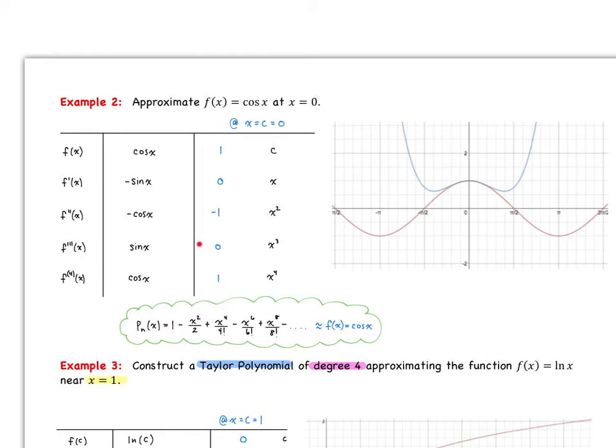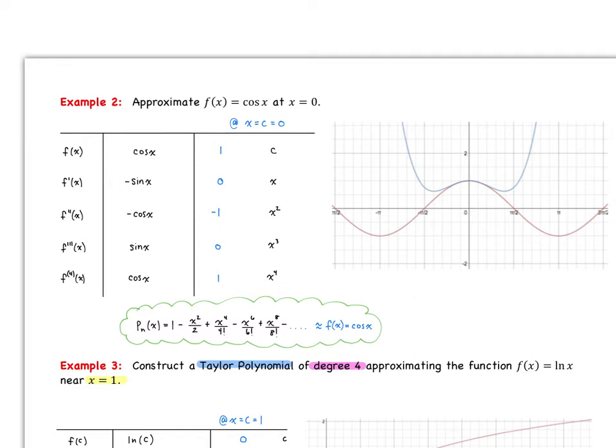Sine of x at x equals 0 is 0. This is the coefficient of our x cubed term. Then when we take the derivative again, so the fourth derivative, we get cosine of x. And when we evaluate that at x equals 0, we're back to 1. So now we're just back to this same pattern here. Okay, this is the coefficient of the x to the fourth term.